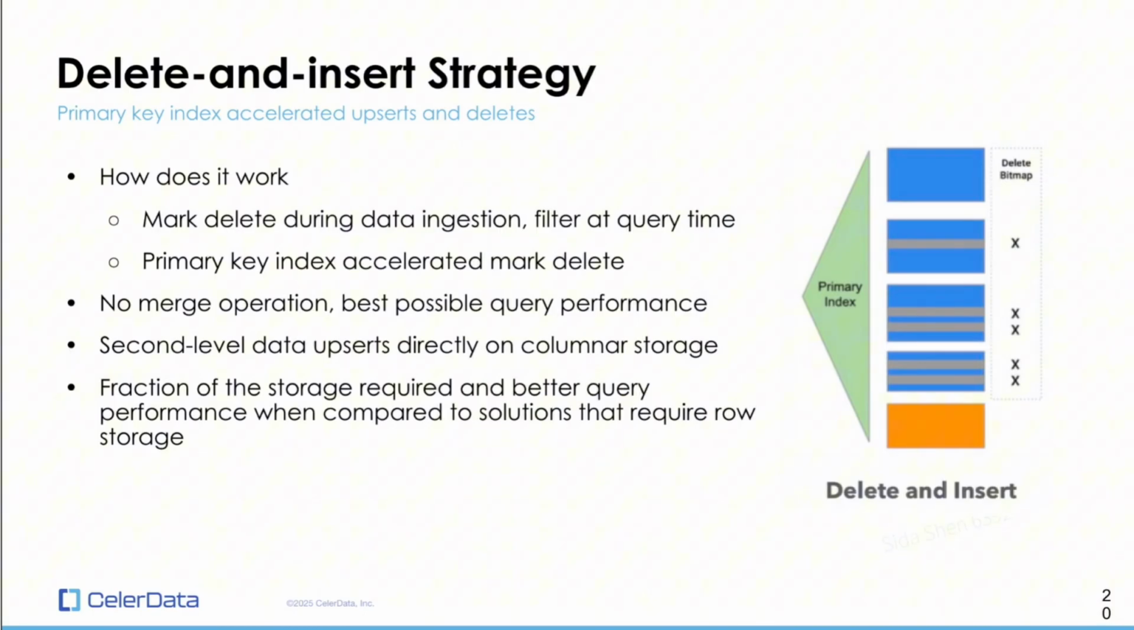So all of the mark deletes are done at data ingestion. So there is no more merge operation, no more compaction in the back end. Best possible query performance, right? So the query performance is not affected by this upsert, by this delete and insert process, right? So you're able to get second-level data upserts directly on your columnar storage. And also, this is a fraction of the storage required if you use something that has a row store too, right? And better query performance too, compared to those that have a row store and columnar store together to solve this problem, right?